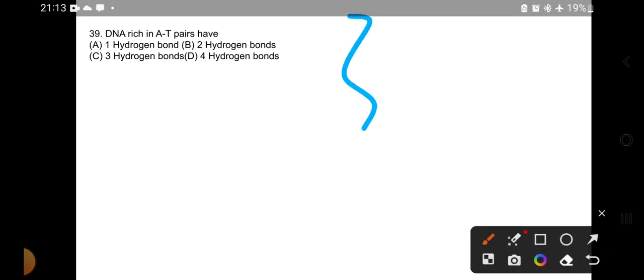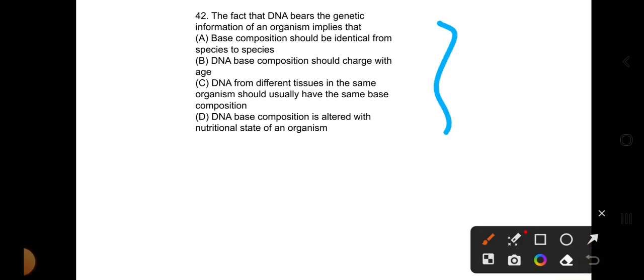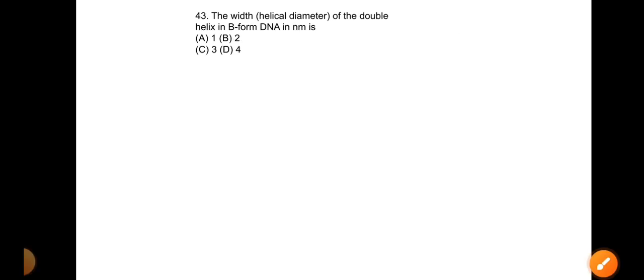DNA rich in AT base pairs have what kind of bonds? Very easy paper. 40, in DNA molecule, out of these four, choose the option. DNA rich in GC base pairs have how many bonds? 42, the fact that DNA bears the genetic information of an organism implies that. So what is the implication of the fact that DNA bears the genetic information?